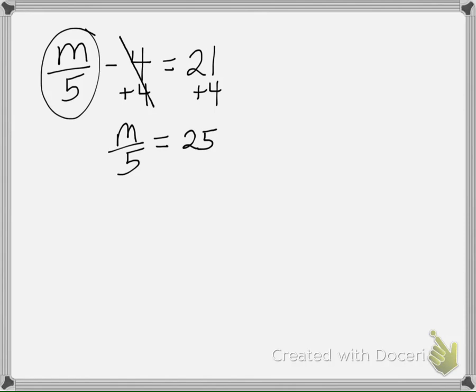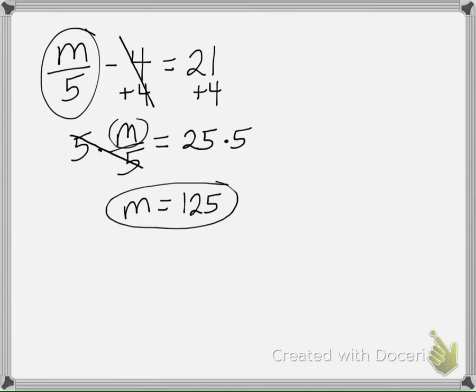Then my next step is to undo the division. The opposite of division, of course, is multiplication. So I multiply by 5, and on the opposite side, multiply by 5. Division and multiplication by 5 cancel out, which leaves me with just m on the left, and 25 times 5 is 125. So my solution here is m equals 125.